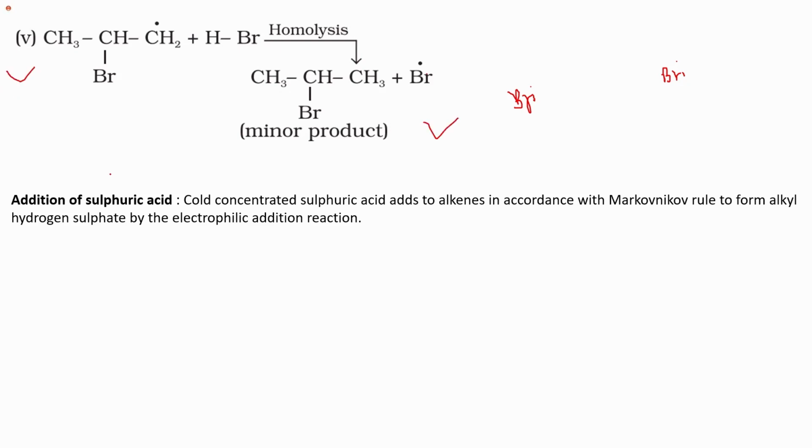Now we'll come to the addition of sulfuric acid to an alkene moiety. So suppose you have CH3, CH, double bond, CH2. Now you have sulfuric acid. So what is sulfuric acid?